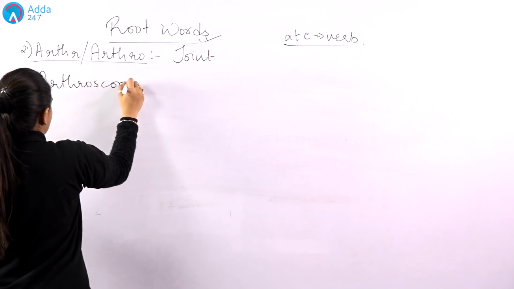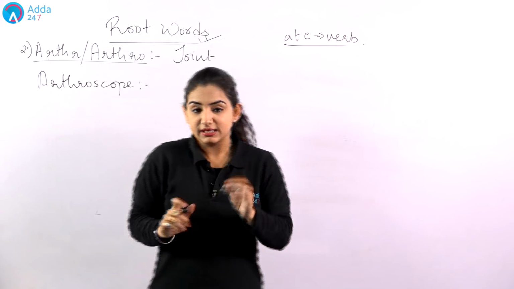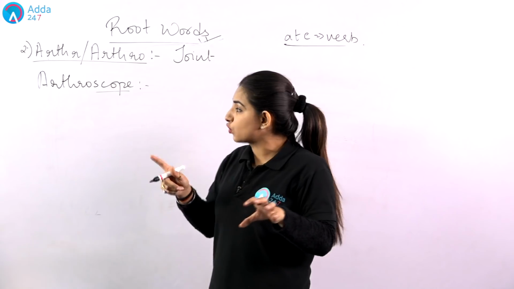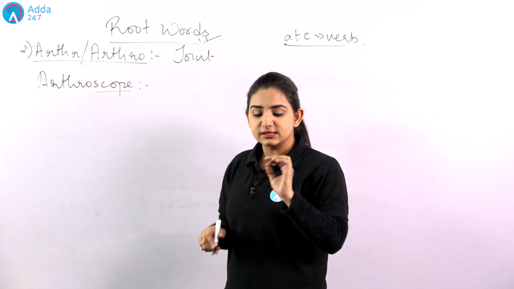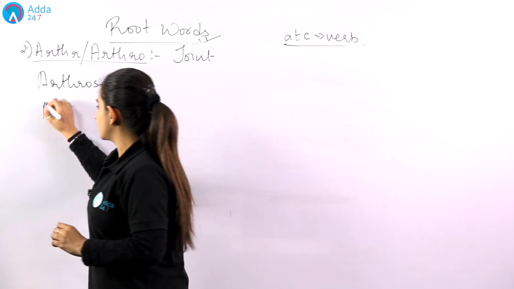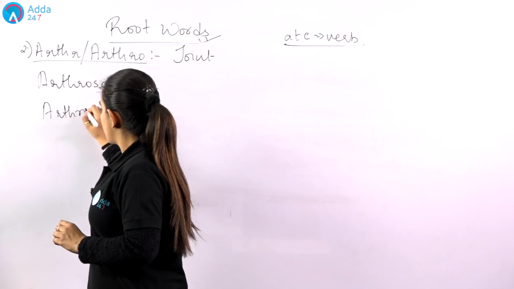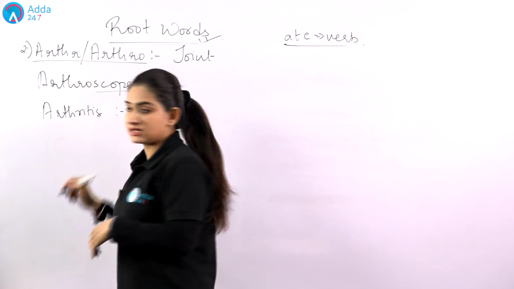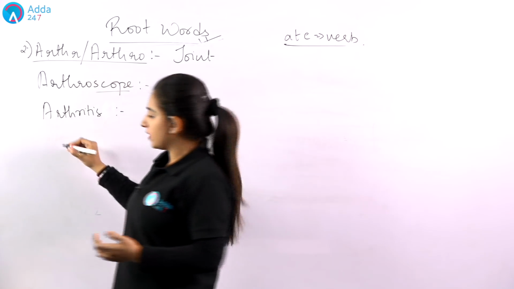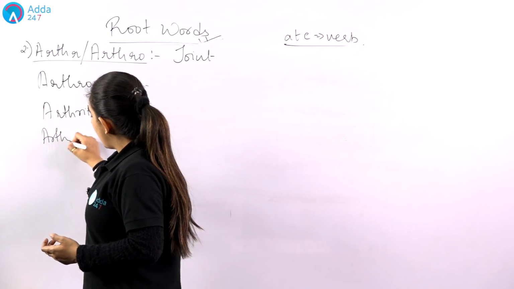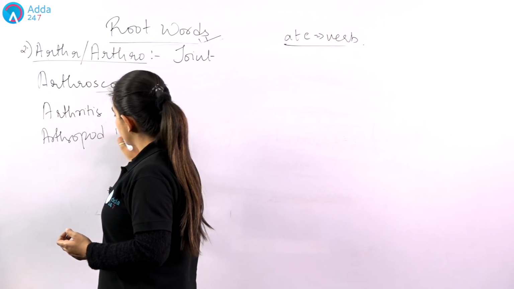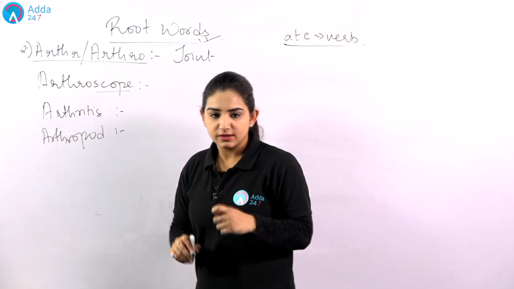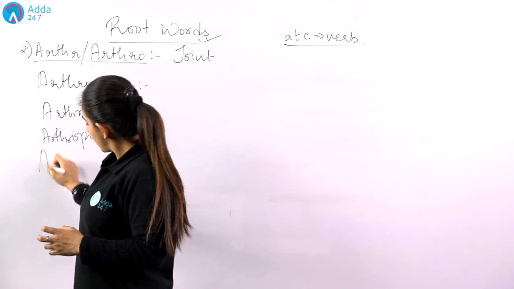arthroscope. See, there is a word scope. You can understand if you know the meaning of scope and arthro. You can easily understand the meaning of this word. We have arthritis. This is a kind of disease that you might be knowing. We have arthropod, A-R-T-H-R-O-P-O-D. Right?